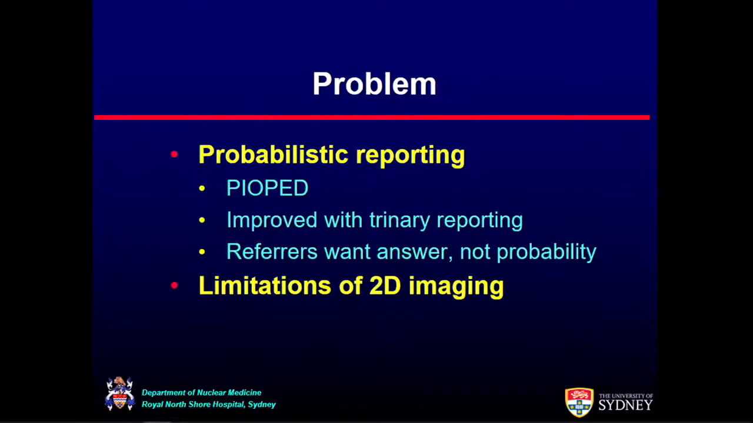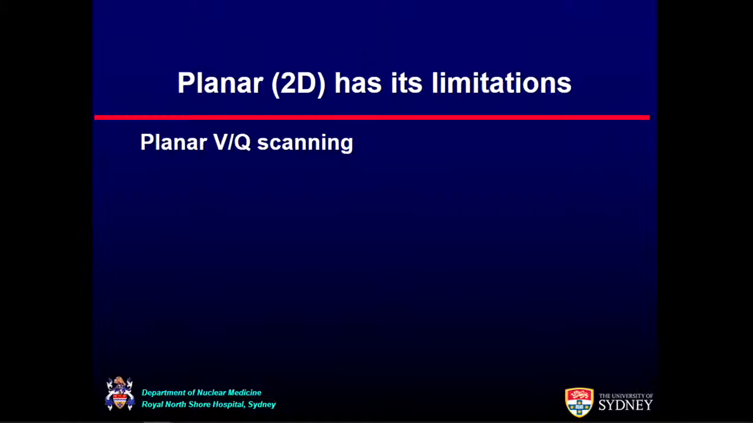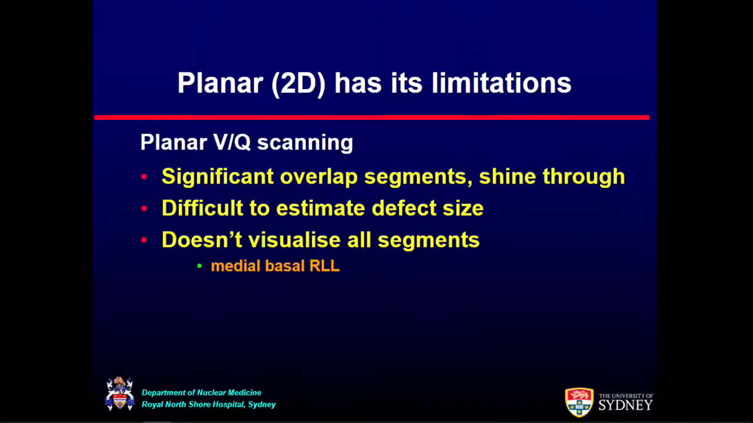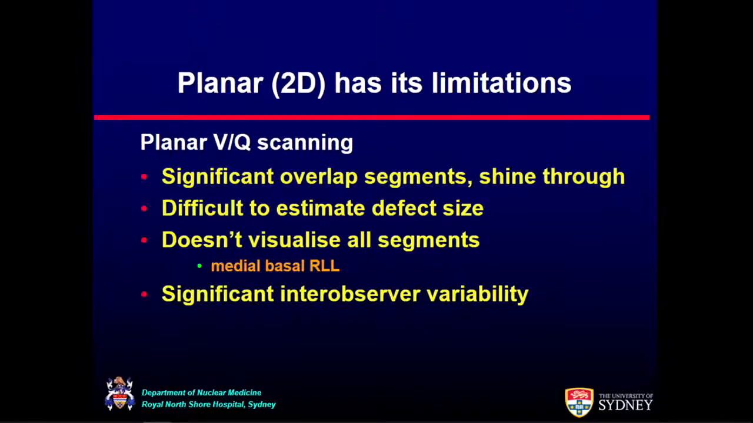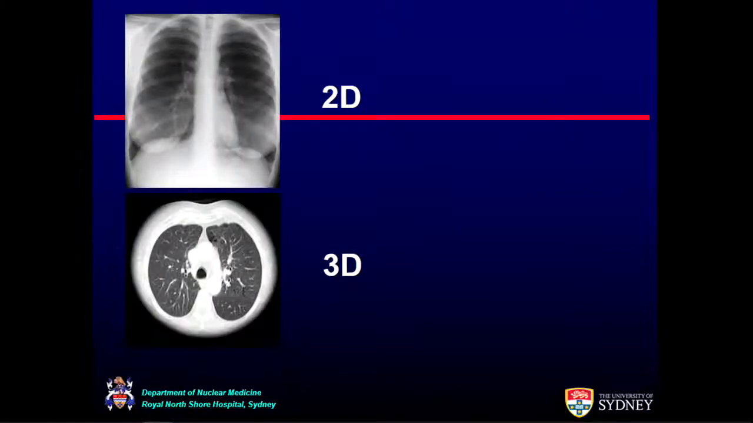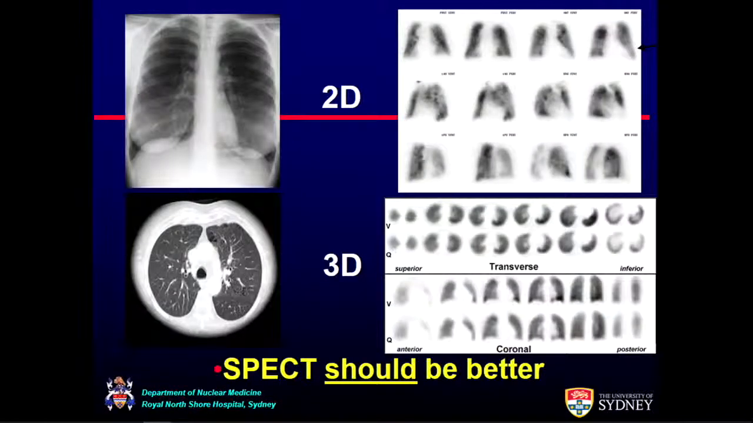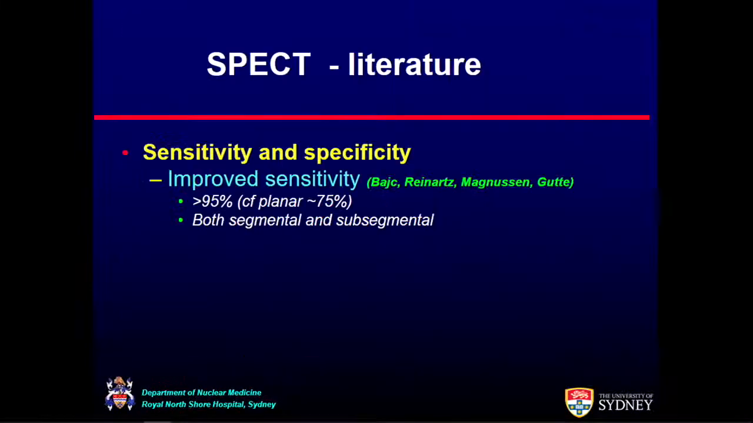Then you have the other issue, which is around the limitations of 2D imaging. And in terms of lung scanning, they are significant. So firstly, there is significant overlap of segments and shine-through from underlying segments. It's difficult to estimate defect size. Not all segments are actually visualised on a planar lung scan. For instance, you don't see the medial basal right lower lobe. We all know there's significant intra-observer variability. And in the same way, moving from 2D to 3D anatomical imaging of the lungs, you expect that moving from 2D to 3D scintigraphic imaging of the lungs should be better.